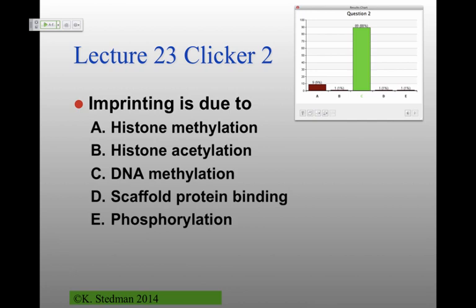Histone acetylation is mostly important for what? For gene activation. And so again, we'll talk a little bit more about that today. Scaffold protein binding. In some cases, the imprinting causes differences in scaffold protein binding. And so that was the example that I talked about last time, that one specific example. And phosphorylation, I needed another answer for, to make 4 of them.